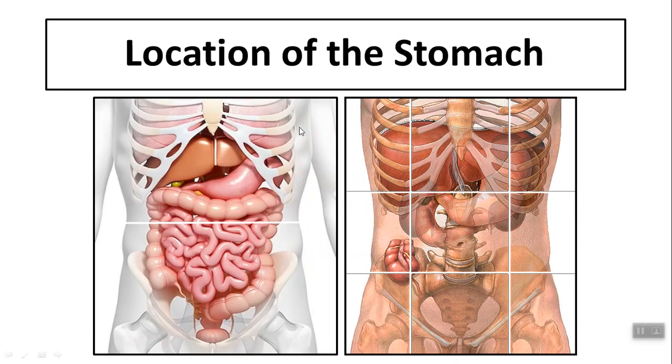Location of the stomach: it is located in the upper part of the abdomen, mostly under the cover of the left costal margin. So it is situated in the left hypochondrium and the epigastric region, and it reaches to the umbilical region. And it is mostly covered by the left costal margin.